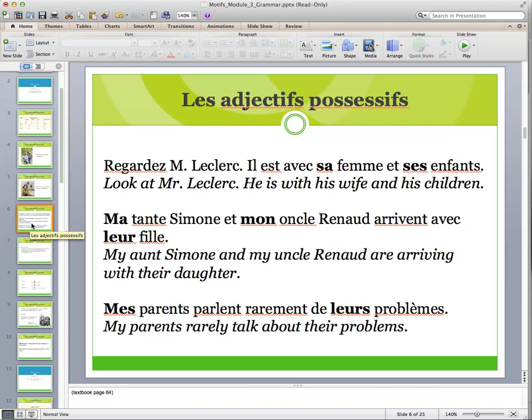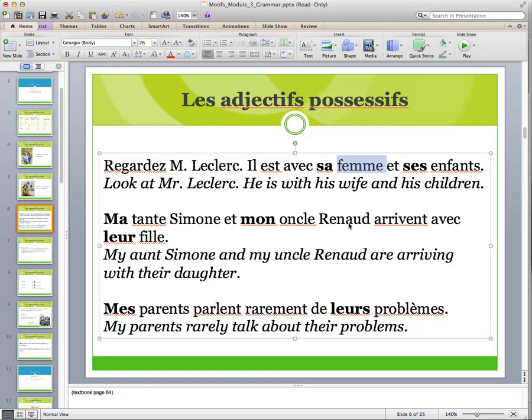Regardez Monsieur Leclerc. Il est avec sa femme et ses enfants. Look at Mr. Leclerc. He is with his wife and his children. Wife, femme, is feminine. So, because the adjective agrees with the thing or person that is possessed, I'm going to use the feminine form sa. Because children are plural, I'll use the plural form of the adjective to modify them.